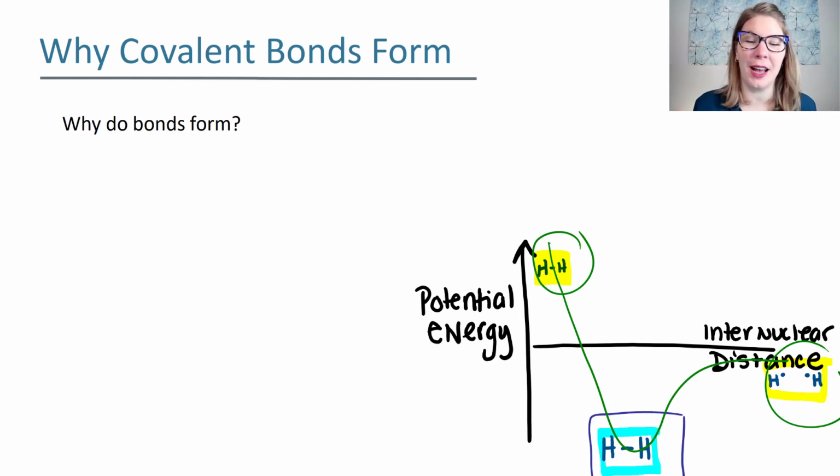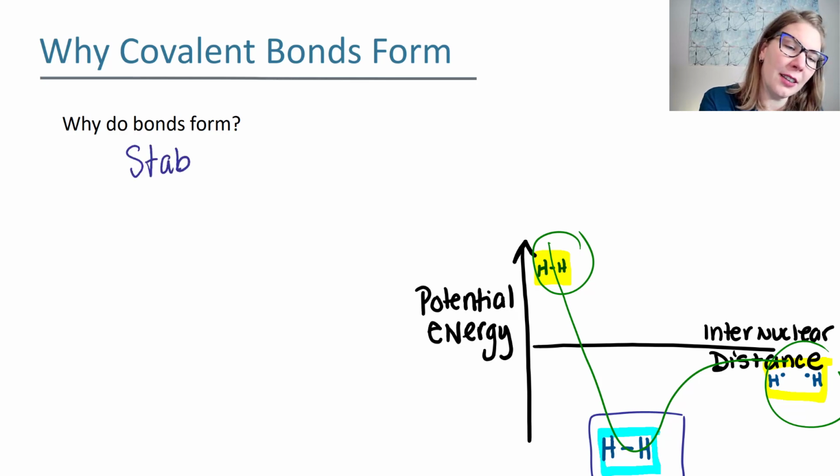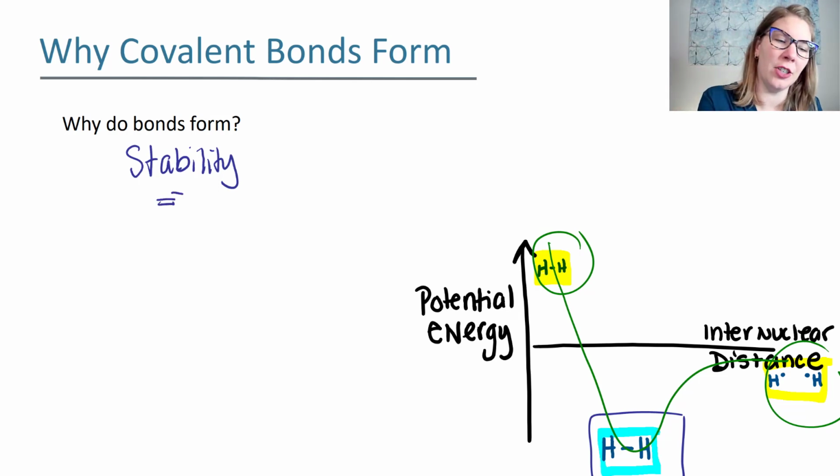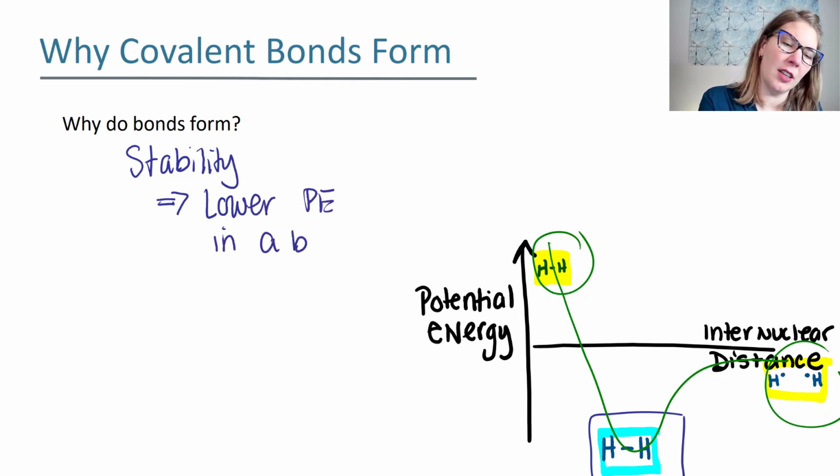So why do these bonds form? It's always about stability. There's a stability, a lowering of potential energy than they would be if they were separate. So there's lower potential energy in a bond than if the atoms were separate.